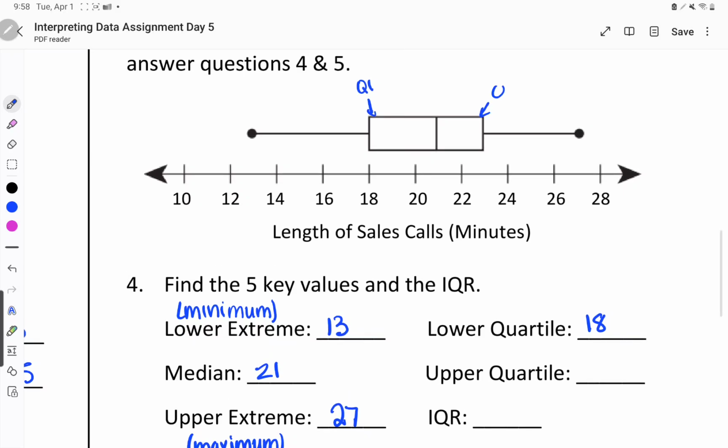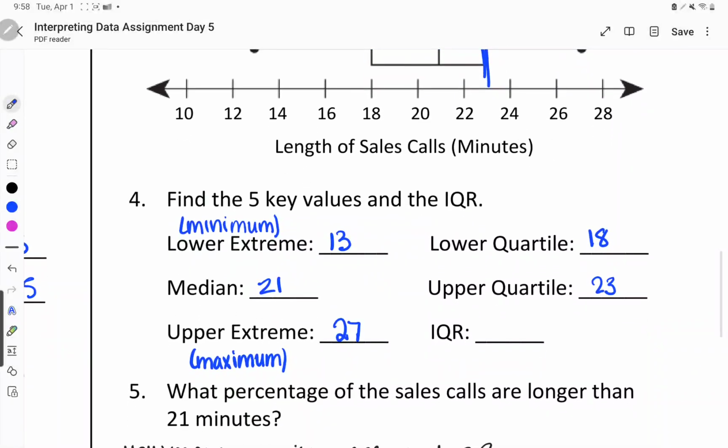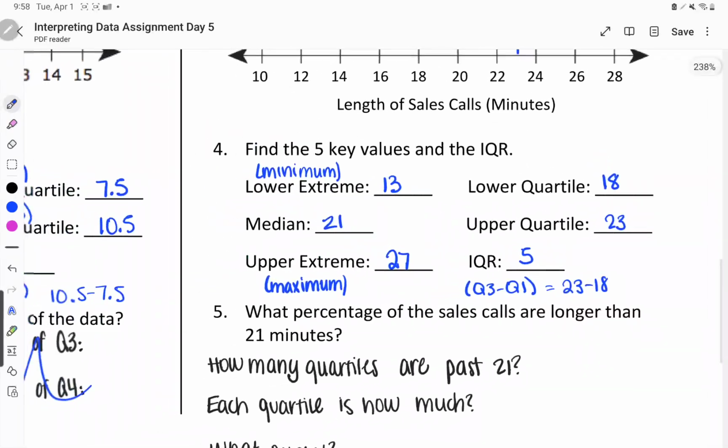What's our value for the upper quartile? That's another word for quartile 3. And that is located right here between 22 and 24, so that gives me 23. How do I find the interquartile range? I would subtract quartile 3 minus quartile 1, which would give me 23 minus 18, and that's 5.